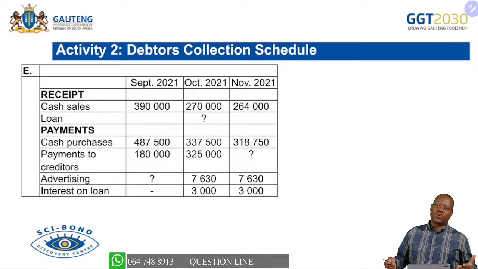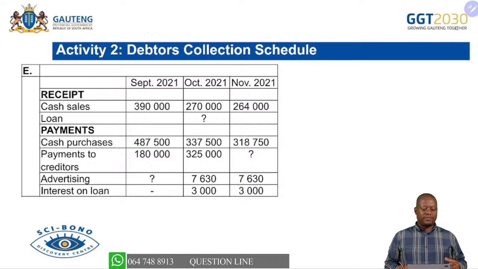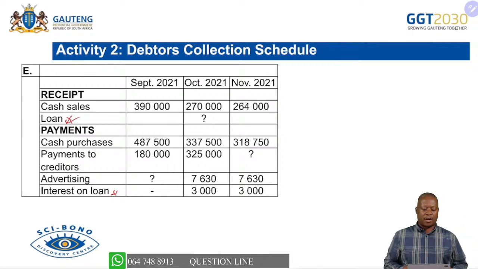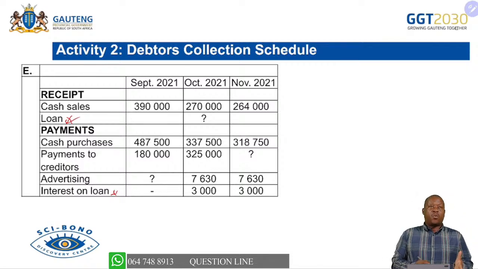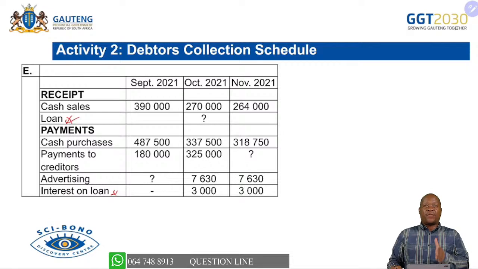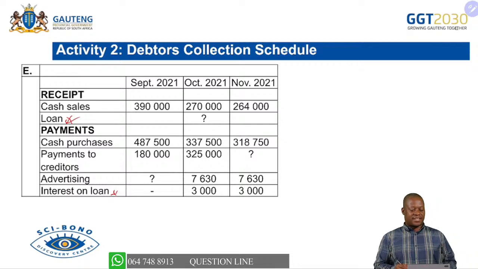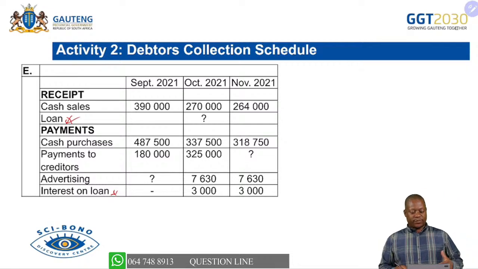It won't kill us to just say something about it now. There is a relationship between the loan and the interest on loan. So please check this, the loan, the interest on loan. The loan, we got it in October. Before that, there was no loan, so we were not paying interest on loan. But the minute we have got a loan, we start paying interest. There's a relationship between the two. Let's see where it takes us to.